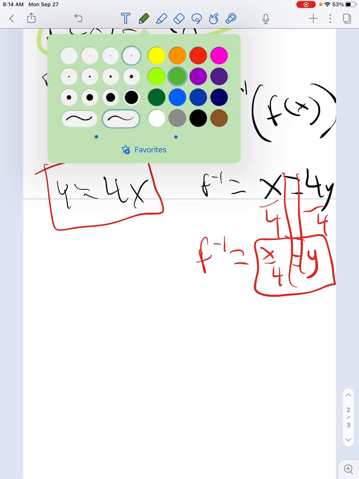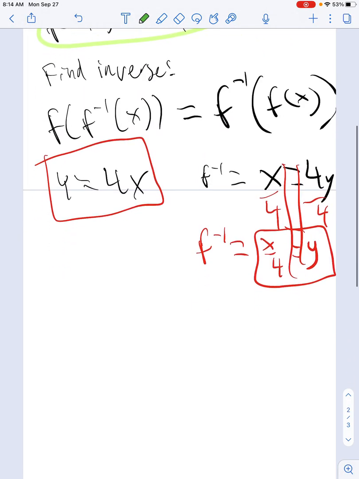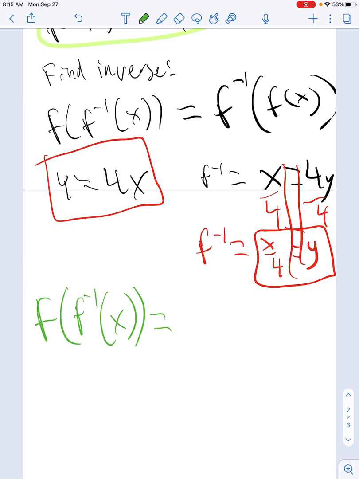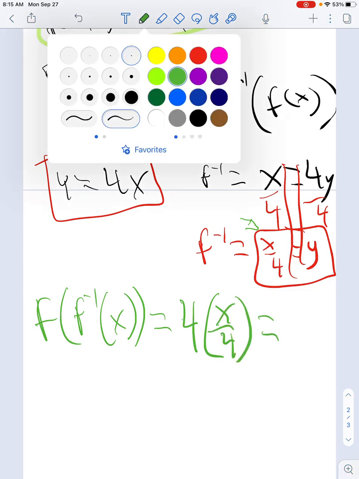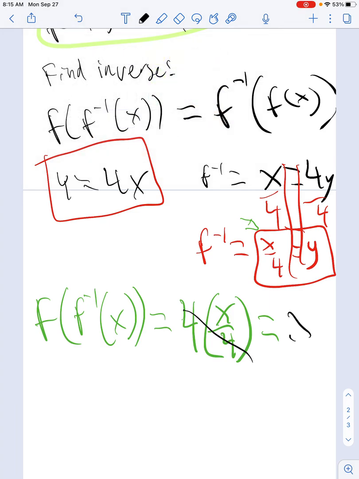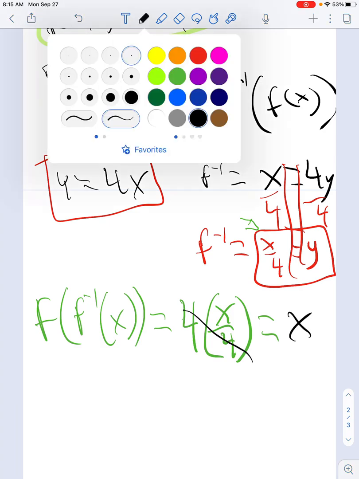Now if we want to prove this, thinking about what I wrote right here, the function of my inverse, like we practiced with composite functions, f of g of x, g of f of x. Every time I see an x in my original function, 4x, I'm going to plug in this equation. So it equals 4, and then in parentheses x over 4. And 4 divided by 4 cancels out, so I get x.